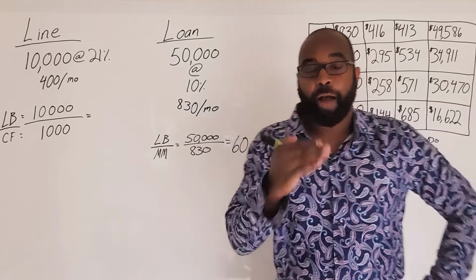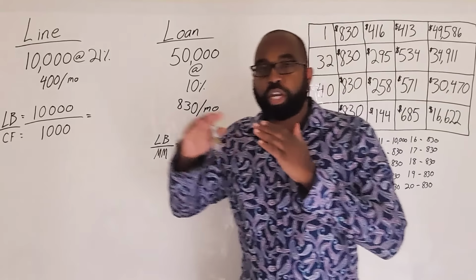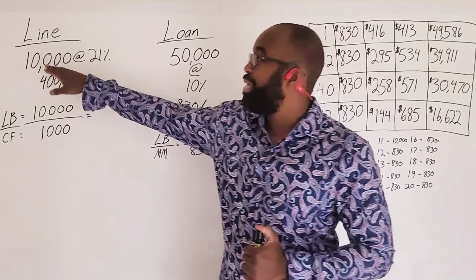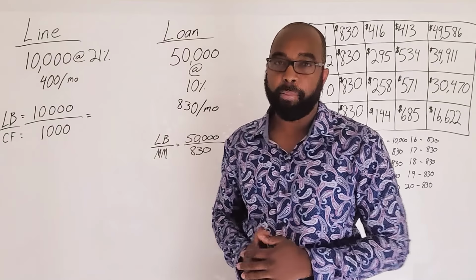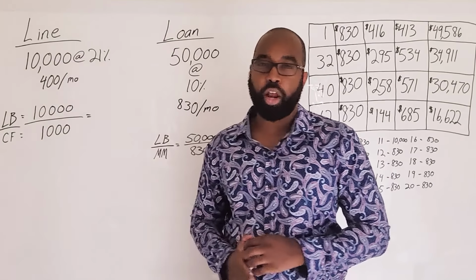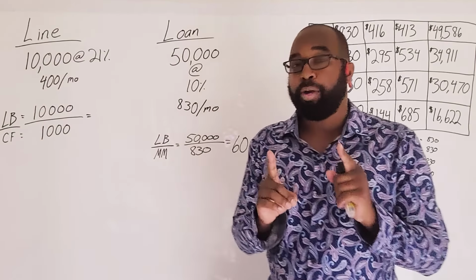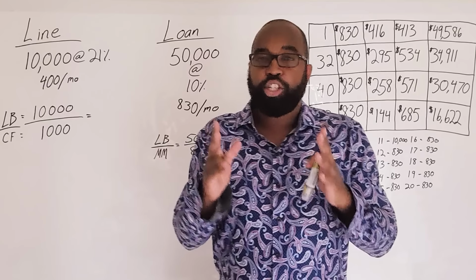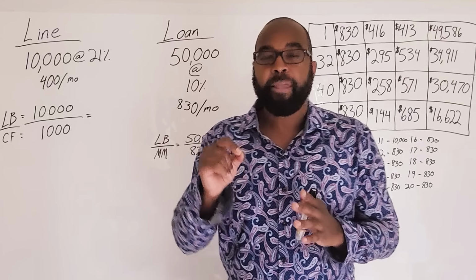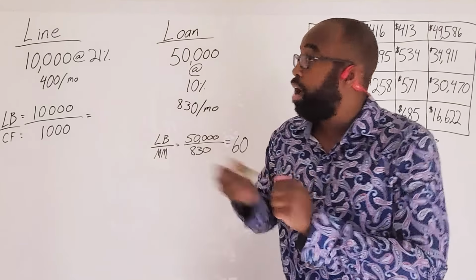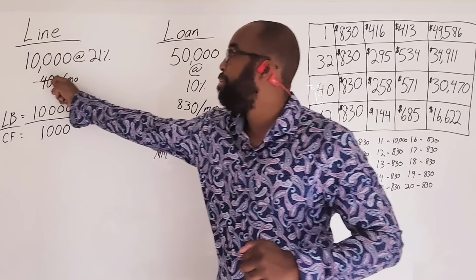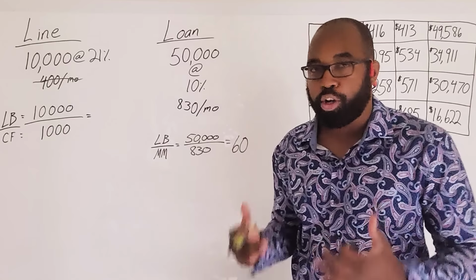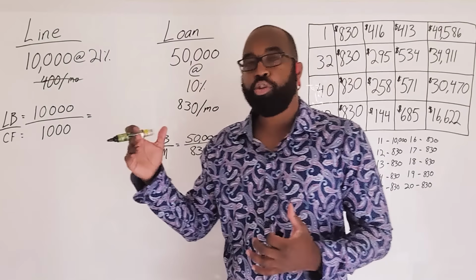All right, now if we come over here to the line of credit side, we're going to see we have the $10,000 at 21%. We have that $400 each month. And remember, we are using our line of credit as our new checking account. Why are we doing that? So that we can get rid of this number here, which is the minimum monthly payment. There are no minimum monthly payments when you are using your line of credit as your new checking account.